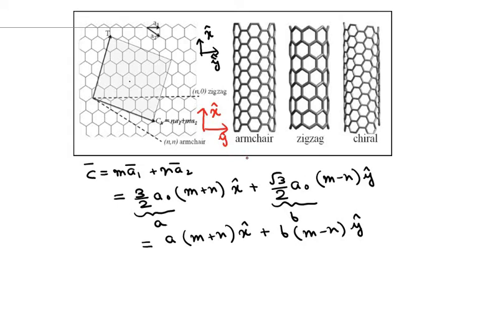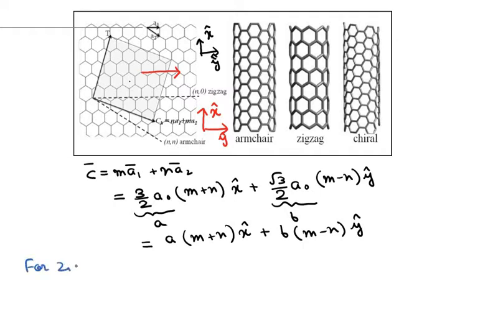Now I want my circumferential vector to be in this direction, along the y direction only. Then what should be the relative values of m and n? So m should be equal to minus n for this to be equal to 0. Only then the circumferential vector would be along the y axis over here. So we basically put m equal to minus n.